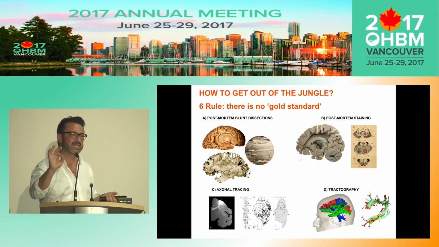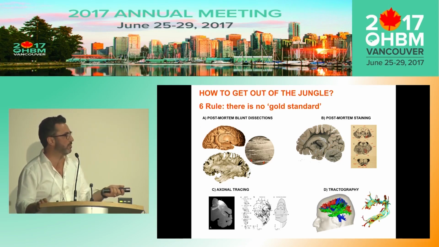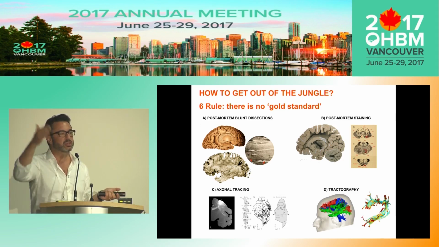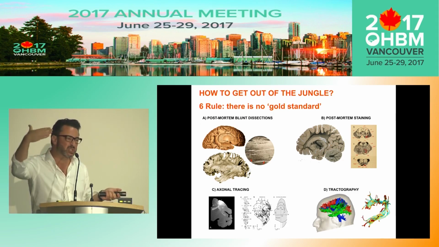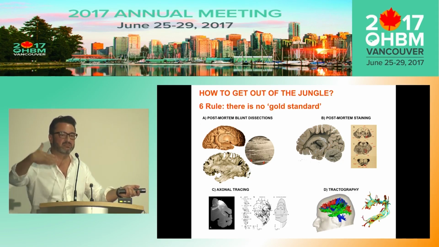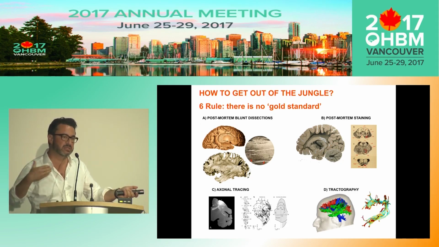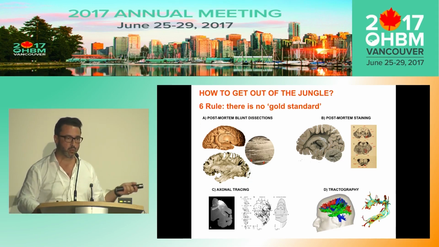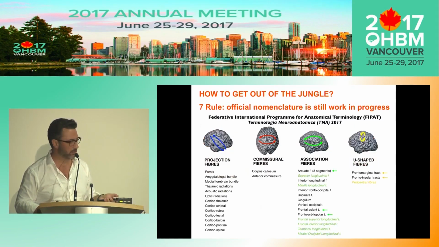And then you have the animal work, axonal tracing. But again, in the axonal tracing, you still have the problem that once you inject it and you kill the animal, you transform your 3D anatomy into a 2D anatomy. So still the anatomist has to look at these images and put them together, stack them together. And there is an error in there. So rule number 6: there is no gold standard in white matter anatomy.